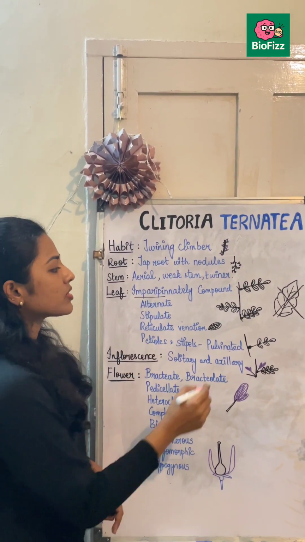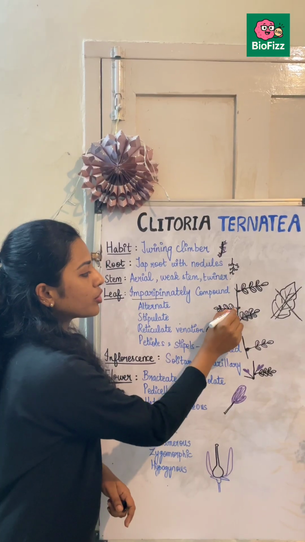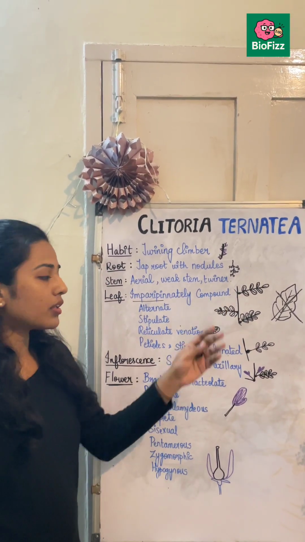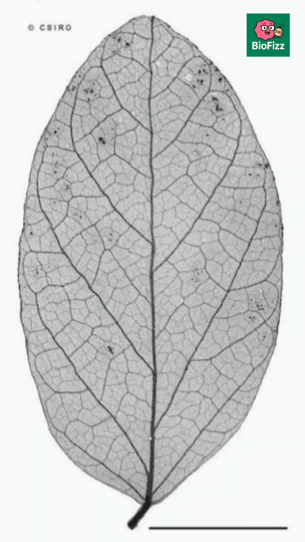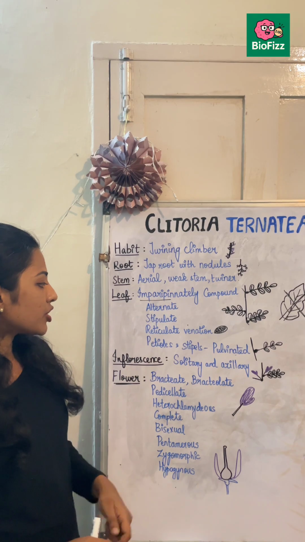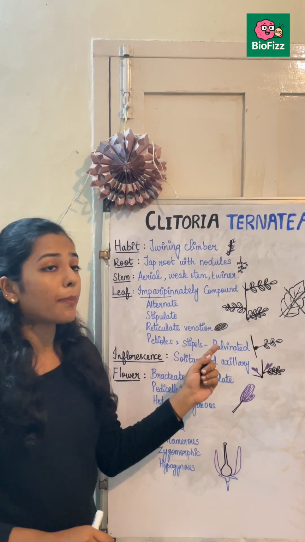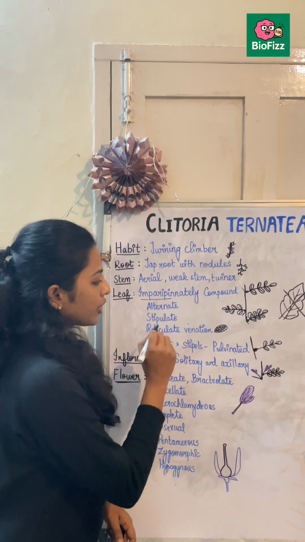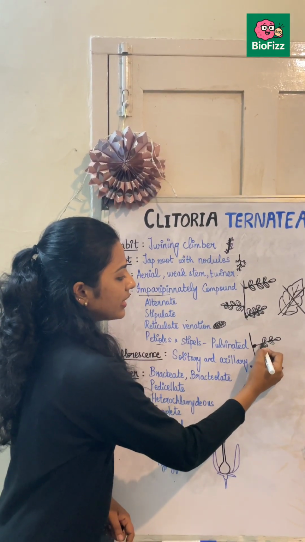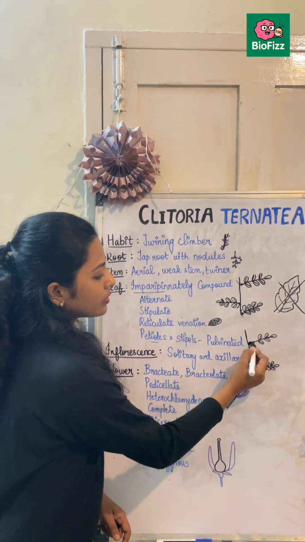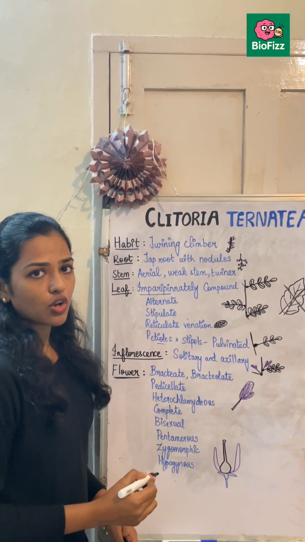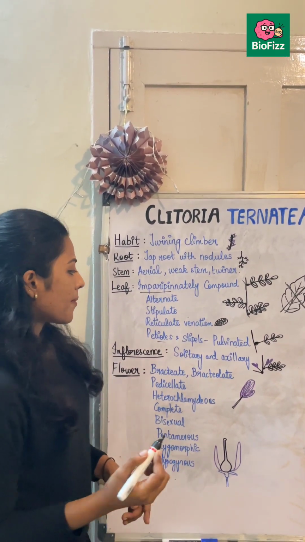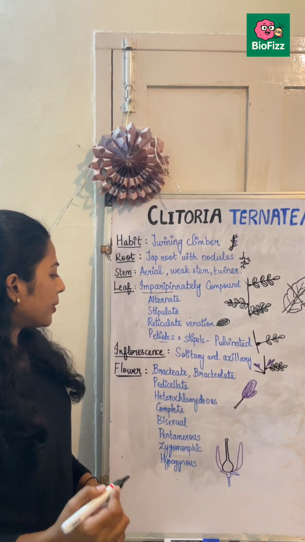And stipulate because it has stipules, small thorn-like protrusions near the leaf base. And reticulate venation, the leaf has many branched veins, that's why it's called reticulate venation. And the petiole and the stipules are pulvinated. So what is a petiole? The stalk of the leaf is called a petiole, and the petiole will be bulged near the leaf base, so this bulging is called a pulvinated stipule and petiole.